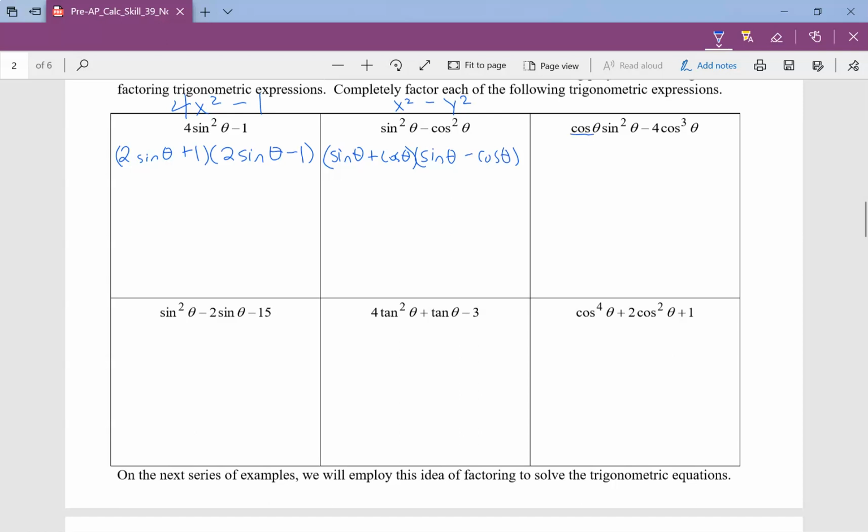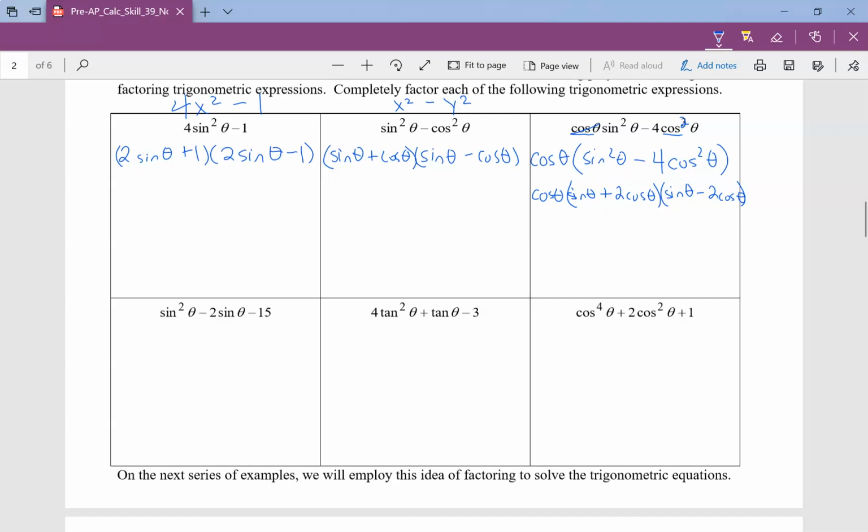The next one, you'll notice that both terms have a cosine in common, so let's factor that out. Factoring out the cosine theta gives me sine squared theta minus 4 cosine squared theta. And once you see that, then you'll notice that we have a difference of squares. Leave our first factor as it is. Square root of sine squared is sine theta. Square root of 4 cosine squared is 2 cosine theta. And that's how you would factor it.